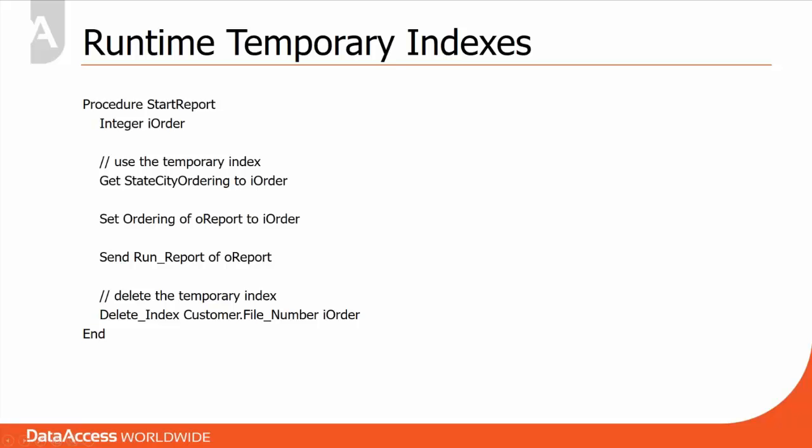You would say, get that start city, get that new temporary index to its index number, set the ordering. In this case, this just happens to be a report. Set the ordering to that index number, run the report. If I don't need it anymore at the end, delete the index. So this is going to give you a lot of very granular control over special areas that you want in your application. And again, it doesn't matter whether this is a Windows application, a web application, a mobile application, everything is going to be able to take advantage of these runtime temporary indexes.